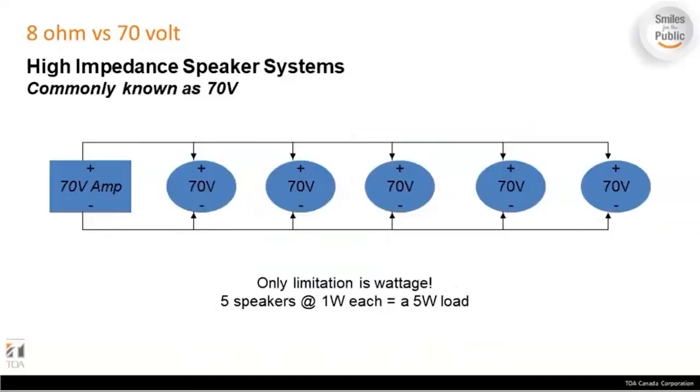With high impedance speakers, let's assume this is a classroom environment, each speaker is a 70 volt speaker, right? So you can tap them at 1 watt each. So 5 speakers, each having 1 watt, is 5 watts. There you go, you can have 5 speakers. You don't need to do series parallel, nothing like that. And you can use as many as you want, right?